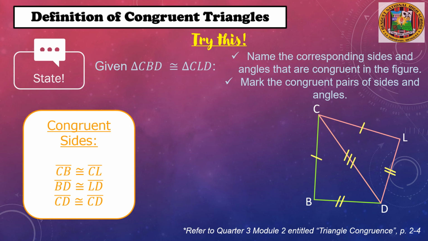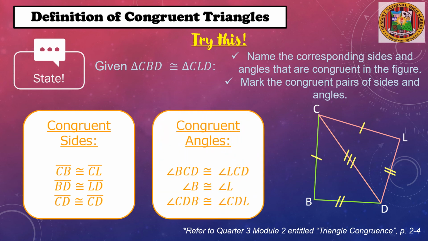We also identified and marked with similar hash marks the following congruent pairs of angles. Angle BCD is congruent to angle LCD. Angle B is congruent to angle L. And angle CDB is congruent to angle CDL.